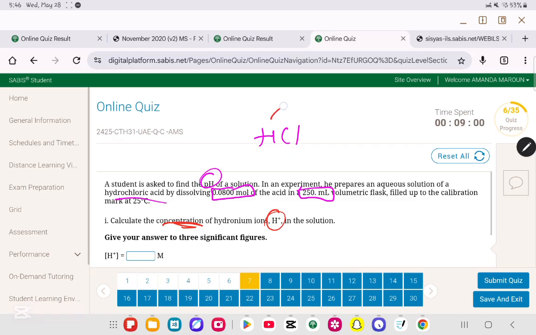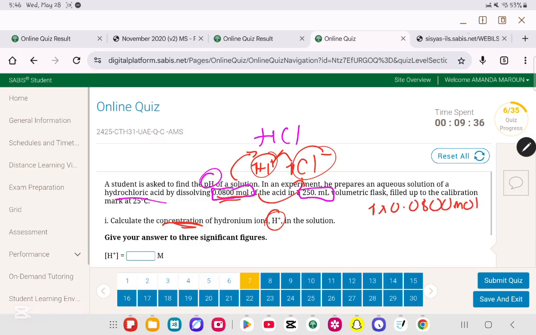Before we start with anything, separate the HCl. You will get H+ and Cl-. Now, how many H do you have? How many Cl do you have? You have one H, one Cl. That means they are balanced. Very simply, if they are balanced, then each one of them is going to take the number of moles based on the coefficient. So this has a coefficient of 1 and this has a coefficient of 1. So the number of moles of H+ and the number of moles of Cl-, it's going to be 1 times 0.0800 mole.